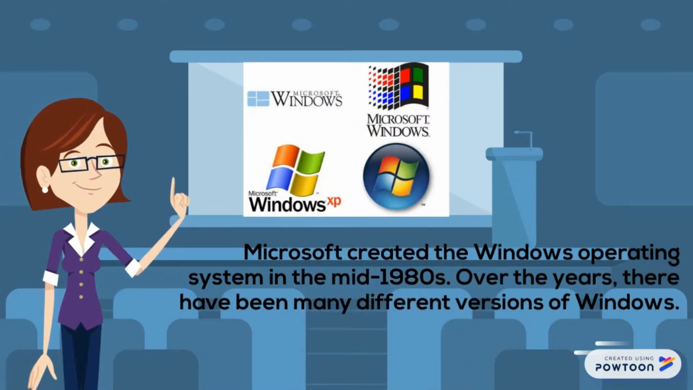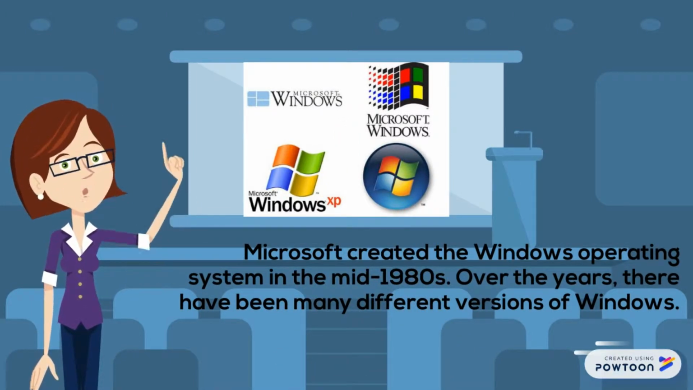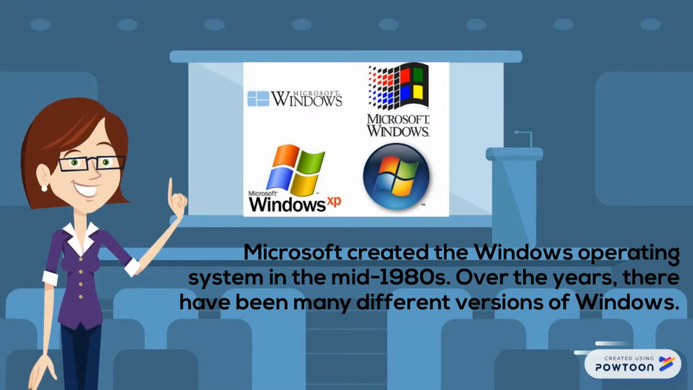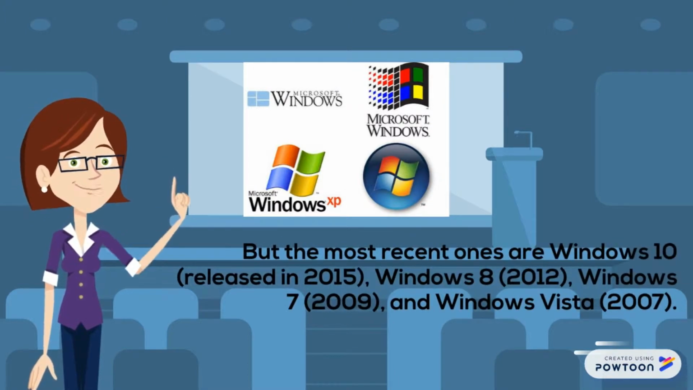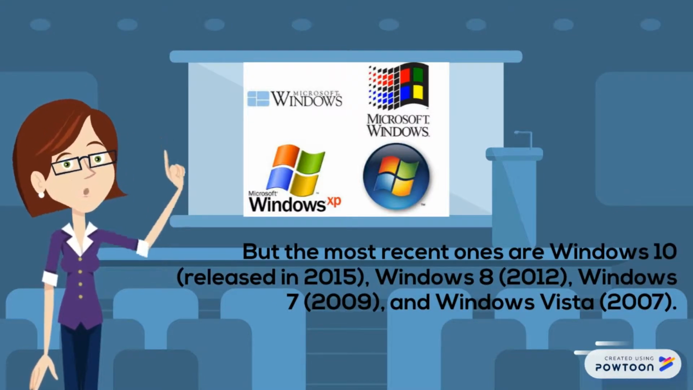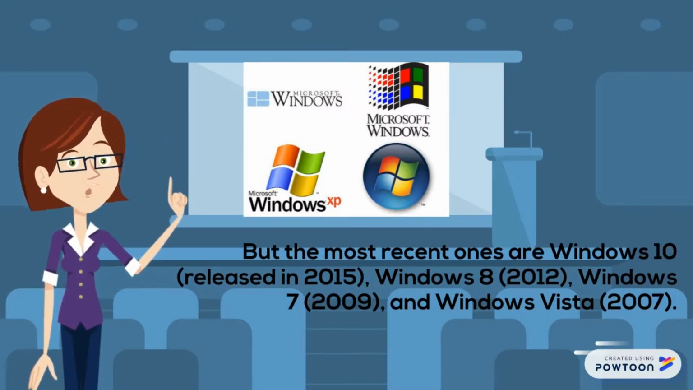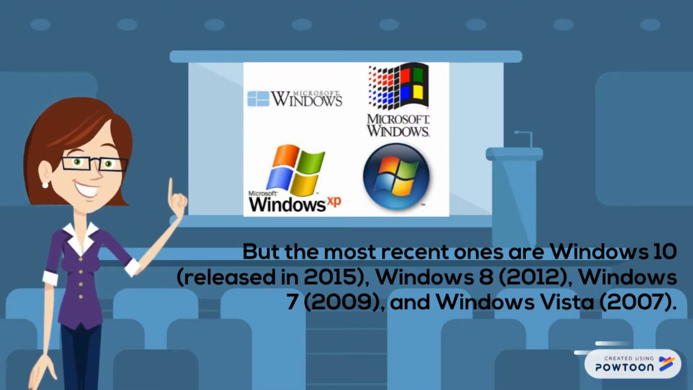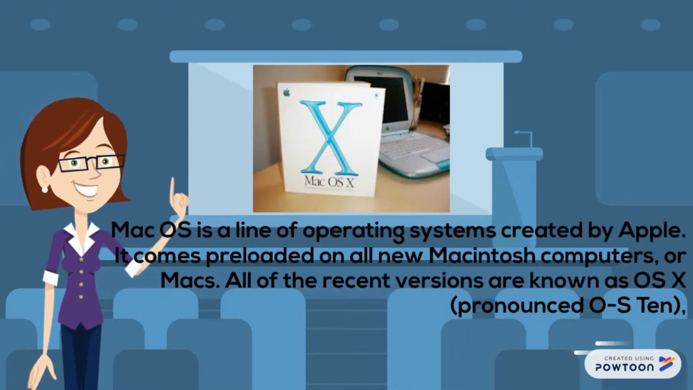Microsoft created the Windows operating system in the mid-1980s. Over the years, there have been many different versions of Windows. But the most recent ones are Windows 10, released in 2015, Windows 8, 2012, Windows 7, 2009, and Windows Vista, 2007.